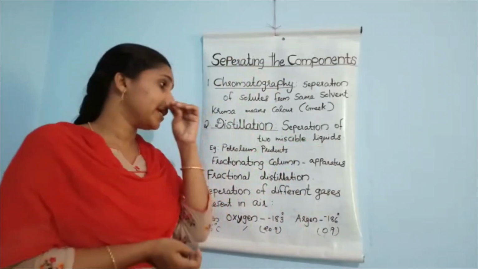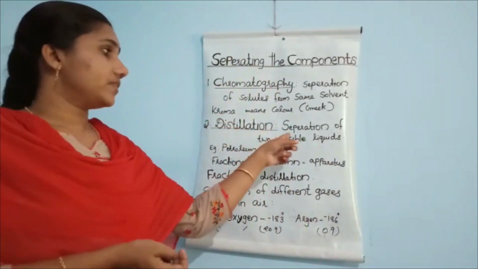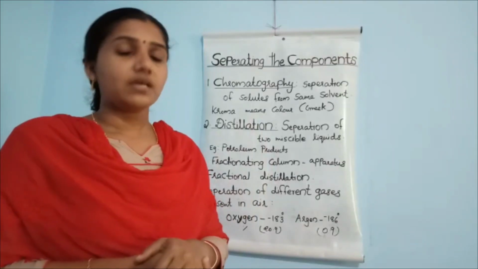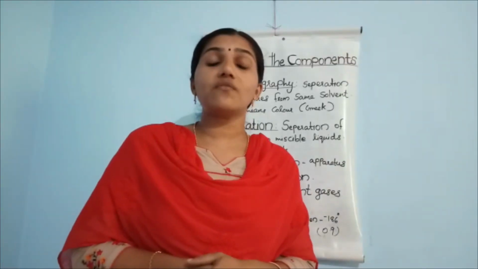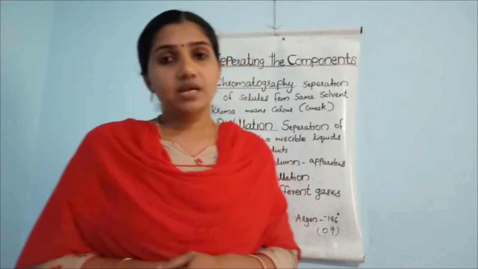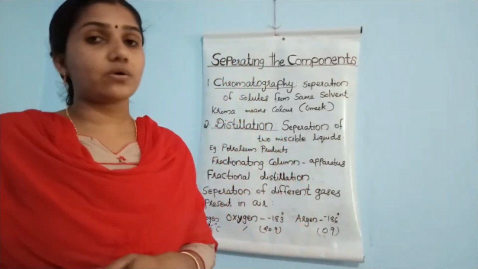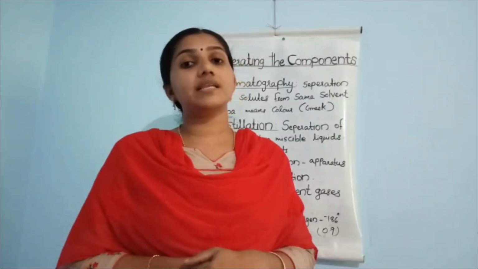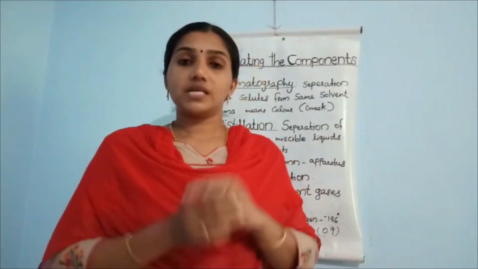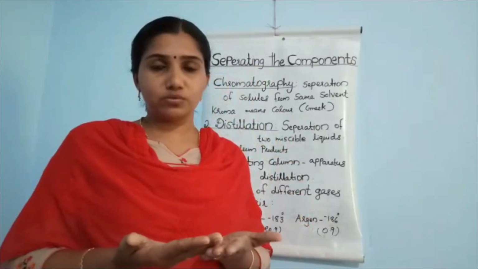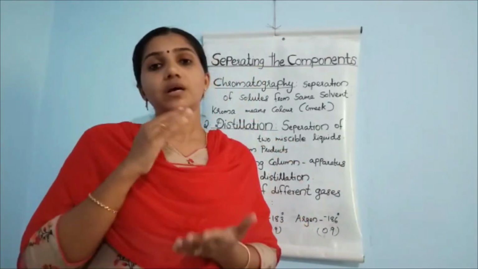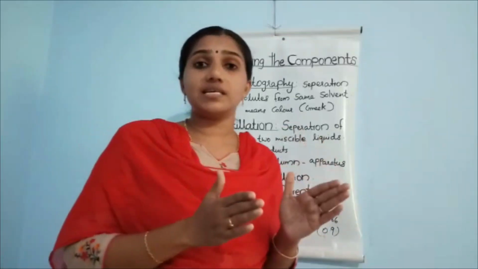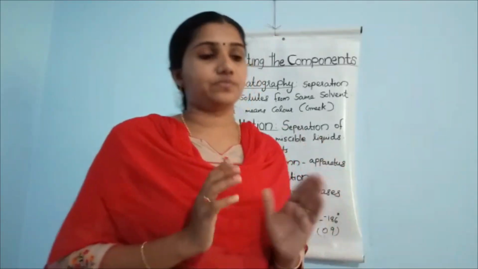Okay. Here we need to separate two miscible liquids. As an example, we are taking an acetone water mixture, and also we are arranging a distillation apparatus. For this process, first we need to set up an apparatus. That is known as the distillation apparatus. I will show you.